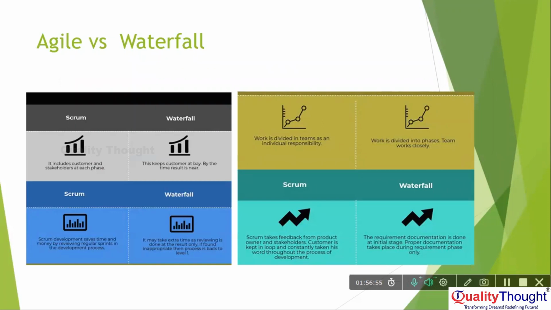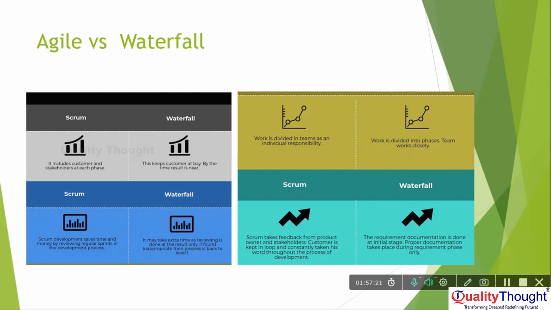So which is better? Agile is better or waterfall model is better? Agile is better, because the customer is involved in every phase. For example, in the sprint planning meeting, we are going to pick the highest priority requirements. Who is going to give those highest priority requirements? The customer is going to give you the highest priority requirements.